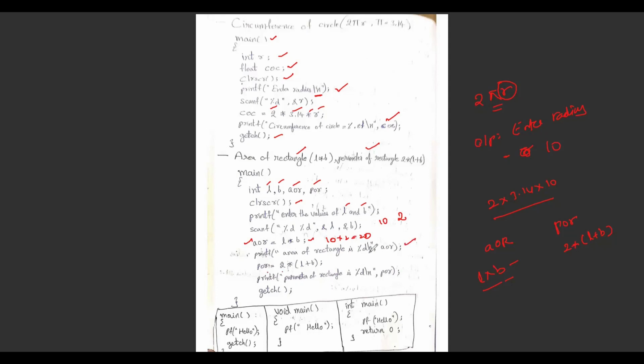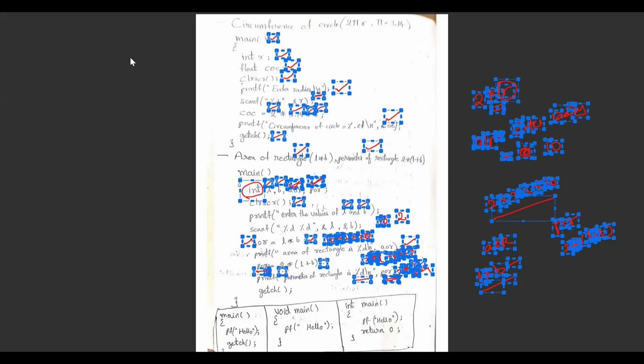Then perimeter of rectangle is 2 into (L plus B), which is nothing but 2 into (10 plus 2), which is nothing but 2 into 12, which is 24. That will be stored in perimeter of rectangle. So you are going to print perimeter of rectangle is %d, POR. Here everything you have taken as integer only. Clear? So this is how generally we are going to do all these things.